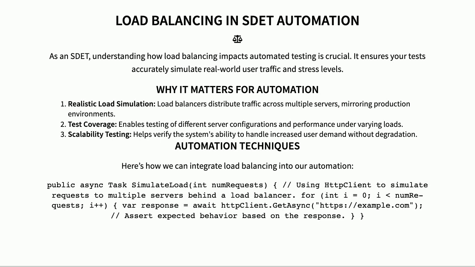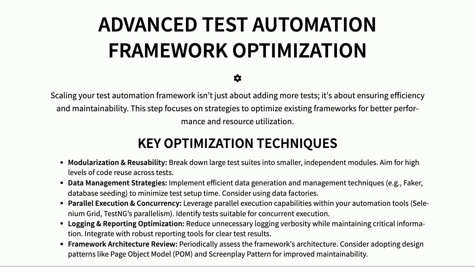We can use techniques like simulating a large number of requests through an HTTP client, ensuring the test accurately reflects real-world traffic patterns. Okay, let's talk about optimizing those test automation frameworks. It's not enough to just have a lot of automated tests, we need them to run quickly and efficiently. A big part of this involves breaking down your massive test suites into smaller, manageable modules. Think reusable components that you can use across different tests.